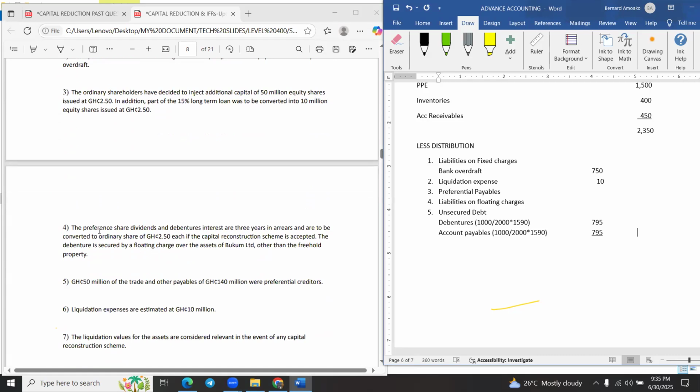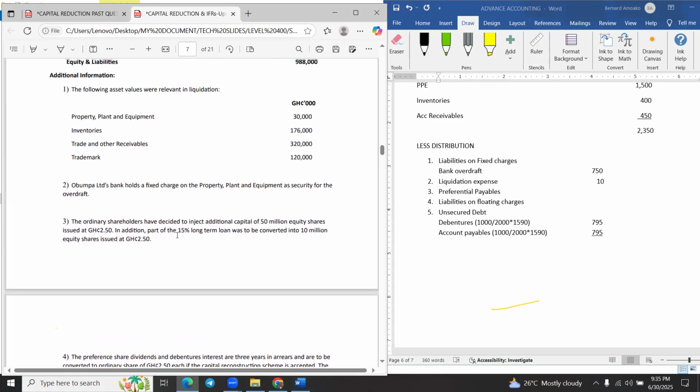So you see, the debenture is secured by a floating charge over the assets of Bunkun Limited. It has told you this is a floating charge. So you know where to treat your debentures when you are liquidating. The first part from here to here is for the capital reconstruction scheme. It says if the capital reconstruction scheme is accepted, the debenture is secured by a floating charge over the assets other than the freehold property.